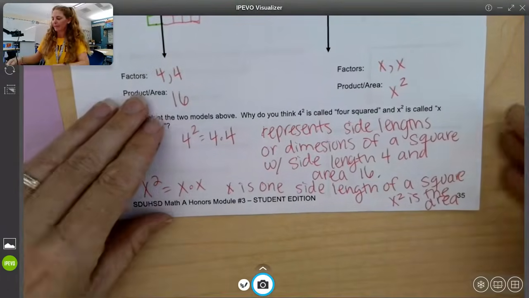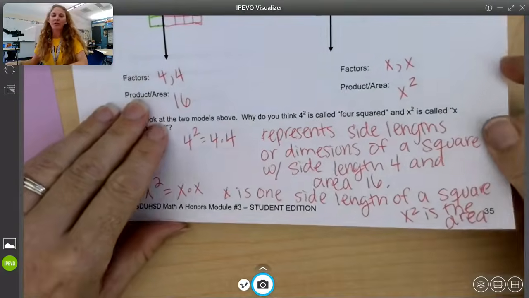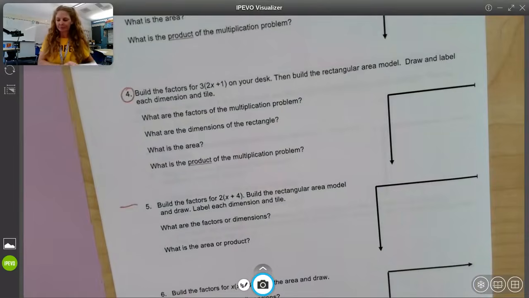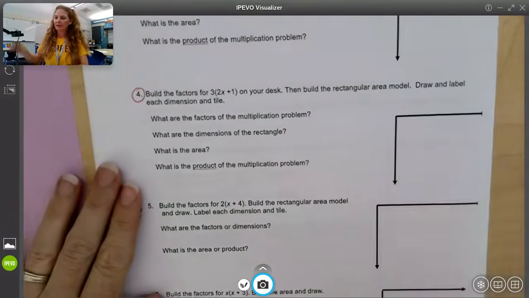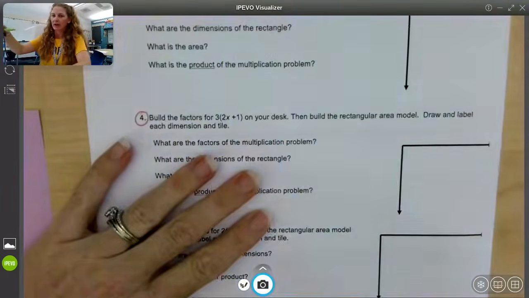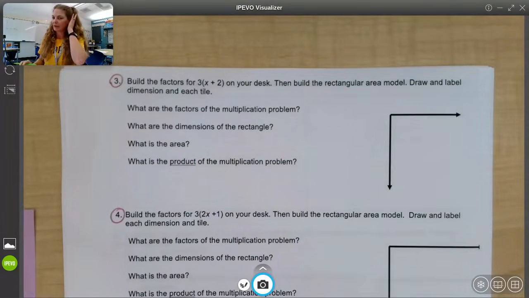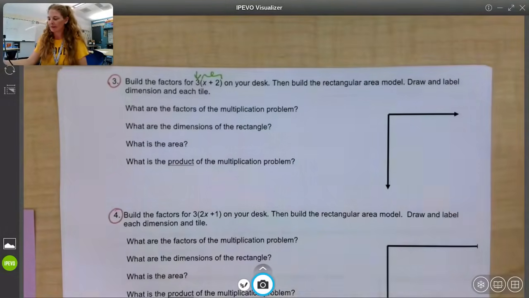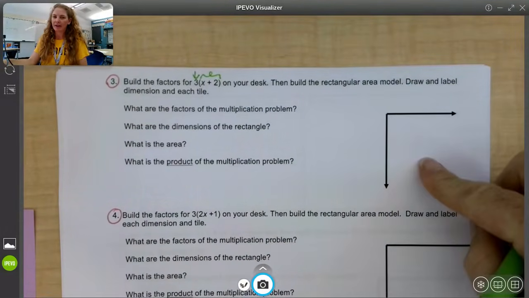Nice. Let's keep expanding our knowledge of arrays to our algebra tiles. So it says to build the factors of 3 groups of x plus 2 on your desk and then build the rectangular area model. We're not going to build those factors and then make the rectangle in the middle. We are just going to look at this is the first factor and then this is the second factor and look at what our area is.